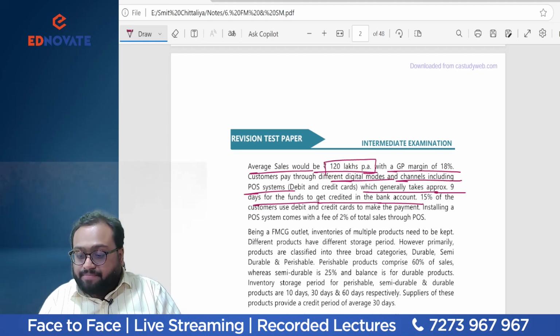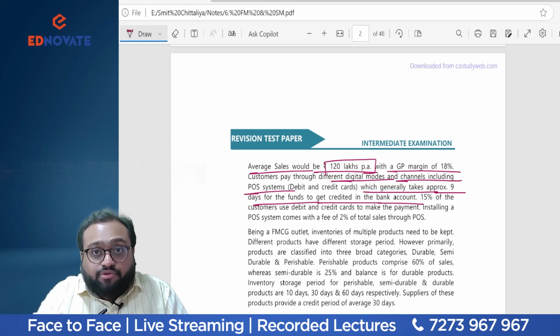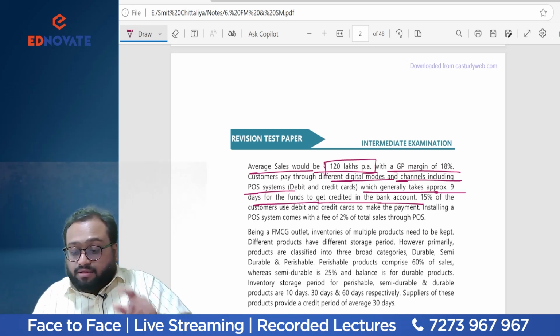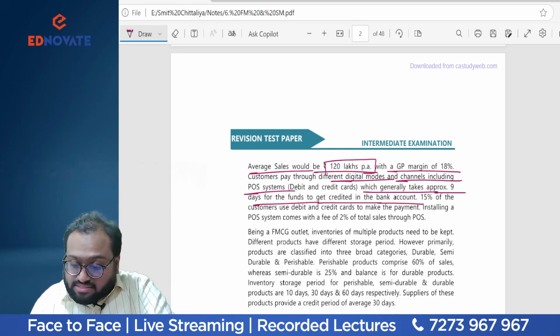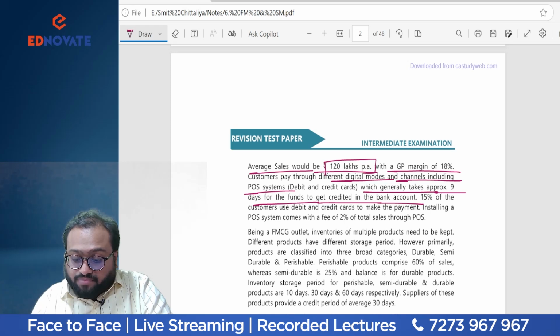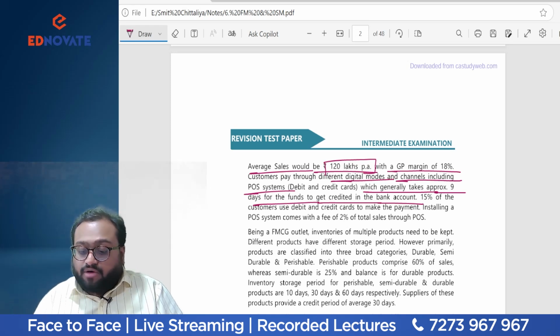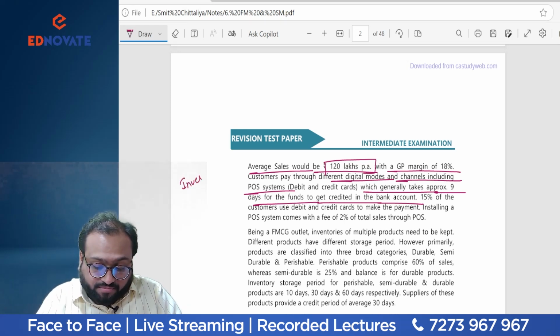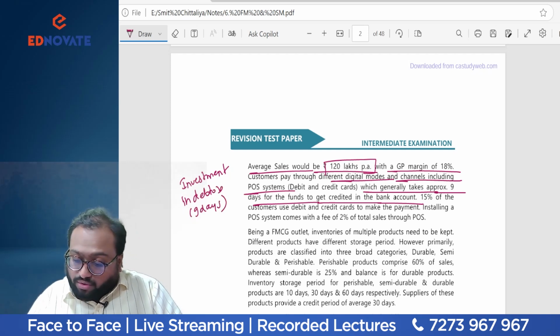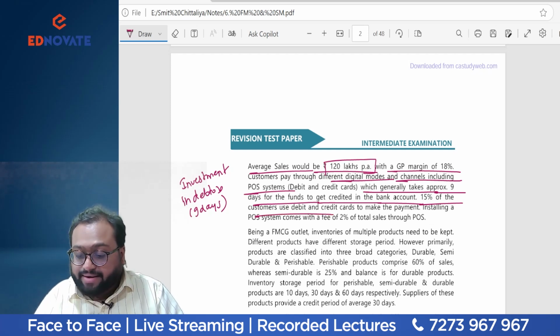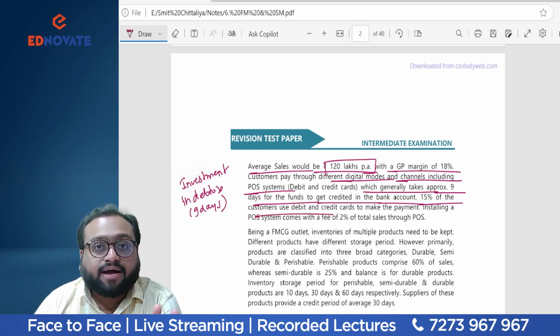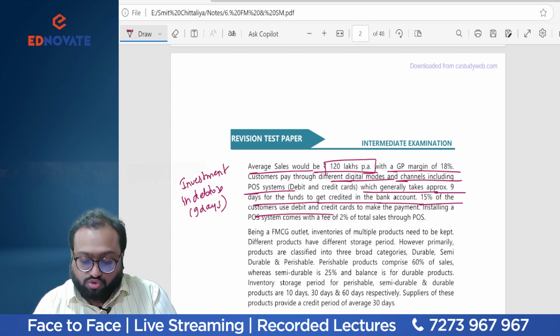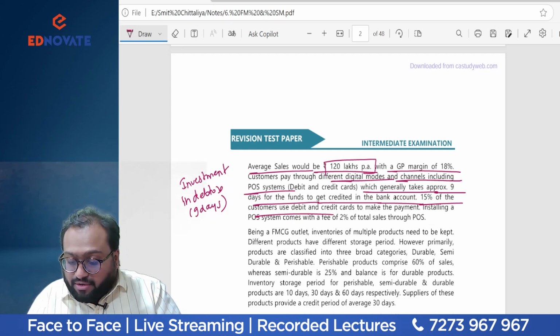But if the customer uses a debit card or credit card and swipes it, the company will get the money after 9 working days. Approximately 9 days for the funds to get credited in the bank account. So there is something like an investment in debtors. Yes, the money is getting blocked in debtors. So for 9 days, our money will get blocked. And they have told us that 15% of customers use debit or credit cards. Not all are using this facility. Out of 100%, 15% of the customers use credit or debit cards to make the payment.